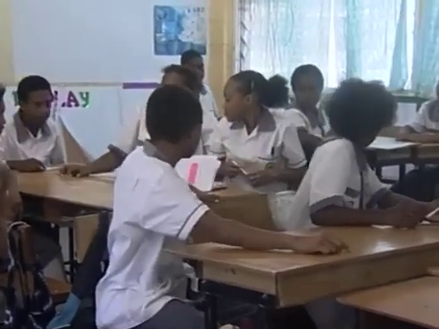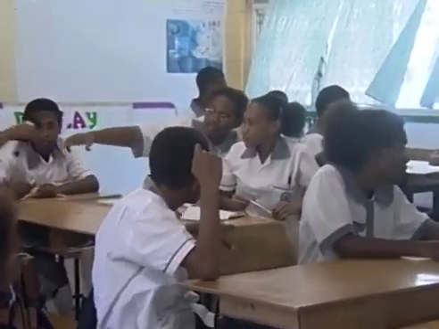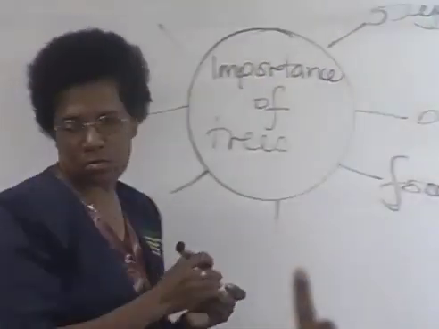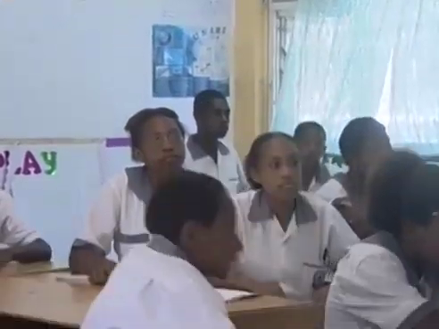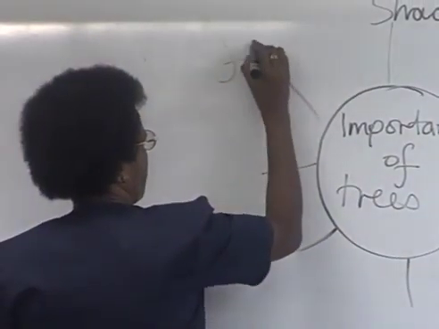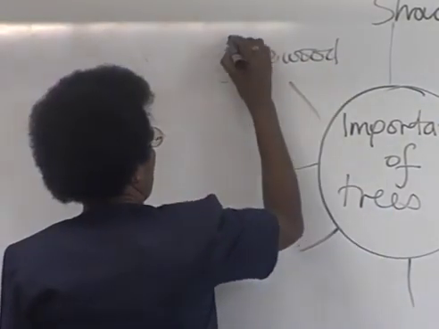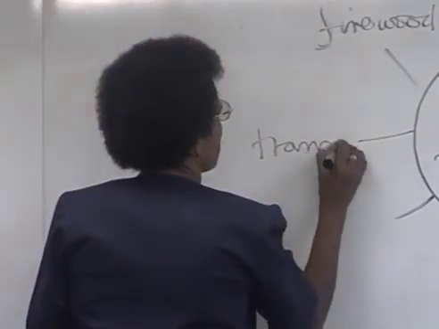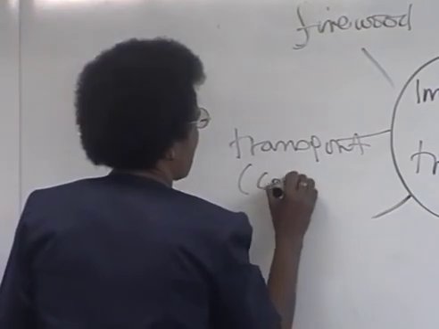Jennifer? Food. Brendan? Firewood. Firewood, yes. Transport. Example, canoe. Canoes, okay? Means of transport, example, canoe.